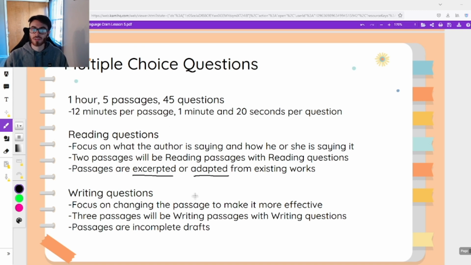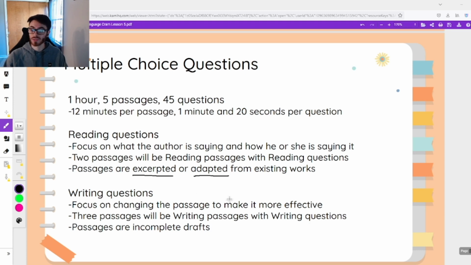Writing questions, on the other hand, don't focus on what the passage is saying, but they focus on changing the passage to make it more effective. If you've taken the SAT, this is a little bit more similar to the writing and language section, whereas the reading questions are a little bit more similar to the reading section of the SAT. Not exactly the same, though, but that's more in line with what you're doing. You are adding things, taking things away, changing things to make the writing better.